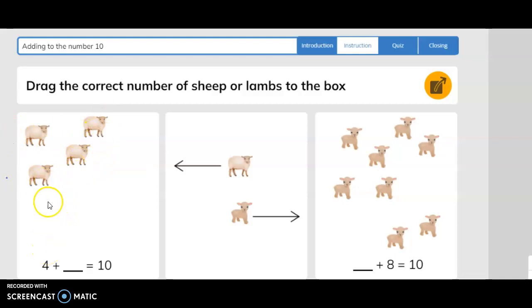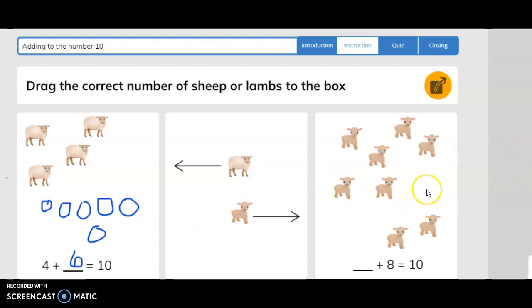So I'll say 4 in my head, and then I'll say 5, 6, 7, 8, 9, and 10. So I have 1, 2, 3, 4, 5, 6. I have 6. 4 plus 6 will give me 10, so I would need 6 more sheep.